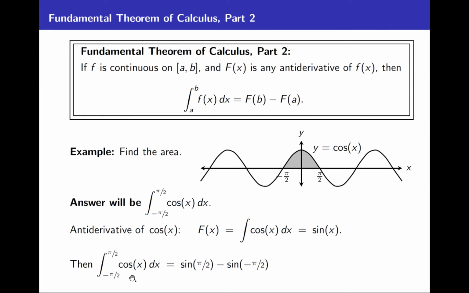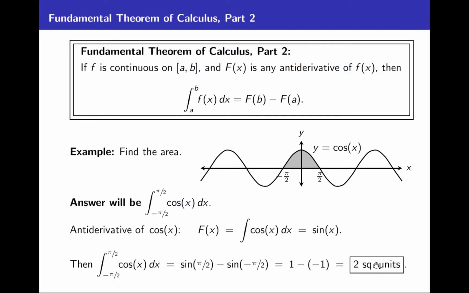So by the fundamental theorem of calculus part 1, the definite integral from negative pi over 2 to pi over 2 of cosine x dx is sine of pi over 2 minus sine of minus pi over 2. And sine of pi over 2 is 1, minus sine of minus pi over 2, which is minus 1. So 1 minus minus 1 is 2 square units of area.